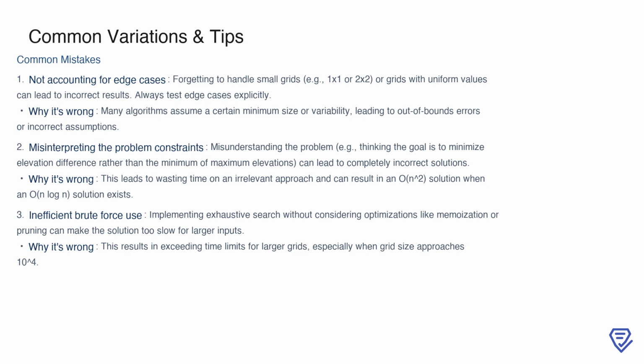Another mistake is misinterpreting the problem constraints. A common misunderstanding is to focus on minimizing elevation differences rather than considering the minimum of the maximum elevations along the path. This misinterpretation can lead you to develop a completely irrelevant approach, often resulting in a slower solution with a higher time complexity, like O(n squared), when an efficient O(n log n) solution is possible.